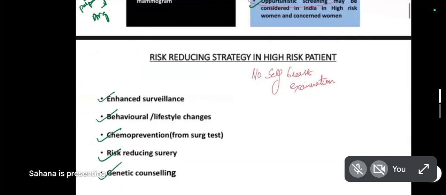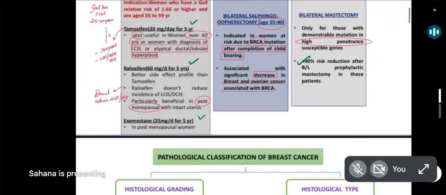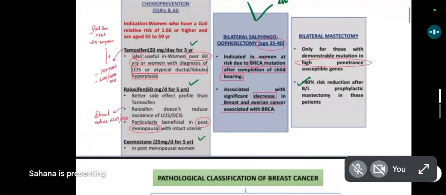This we read. Okay, the risk reducing strategies are enhanced surveillance, that is, you'll call them for 6 or 12 monthly clinical breast examination, behavior or lifestyle changes, chemoprevention, risk reducing surgery has to be offered, and genetic counseling. Then coming to risk reducing chemoprevention, it is by tamoxifen or raloxifene, exemestane, 20 mg per day for 5 years is recommended. The thing here is that this should be used in those who have increased risk by Gail model or they are aged more than 35 years.